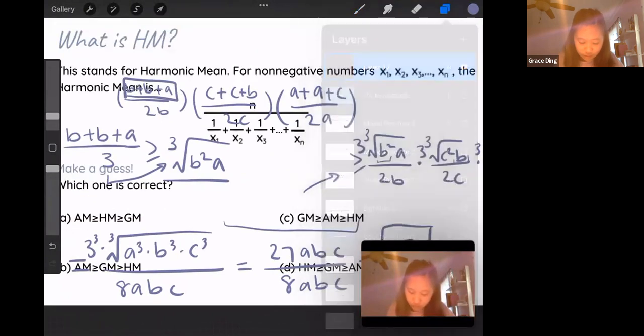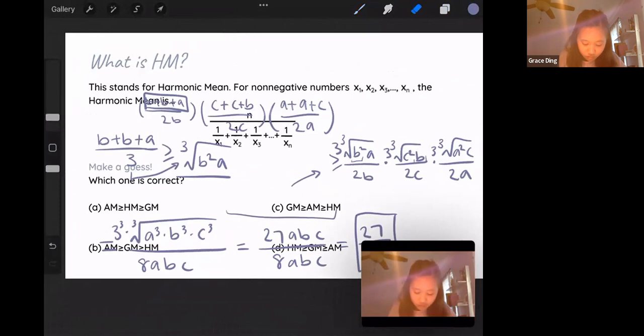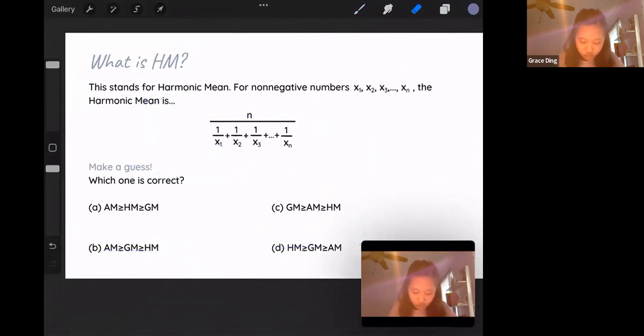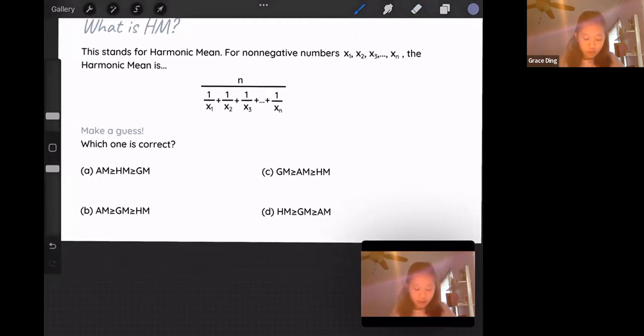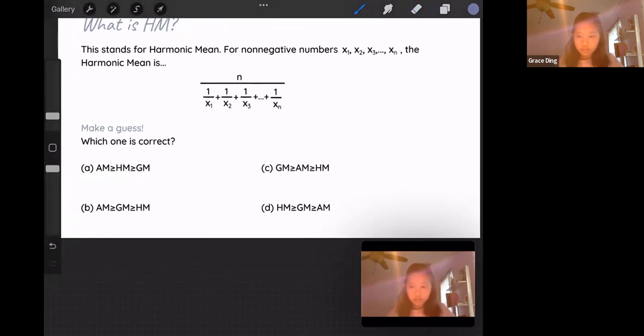Okay, so now I'll explain HM. Okay, so what is HM? This stands for harmonic mean. So for non-negative numbers x1, x2, x3, etc., the harmonic mean is n, which is the number of terms there are, over basically the reciprocals of all the terms. So now you guys can make a guess which one is correct. Two of them you should be able to rule out based on what I've been explaining the last 30 minutes.